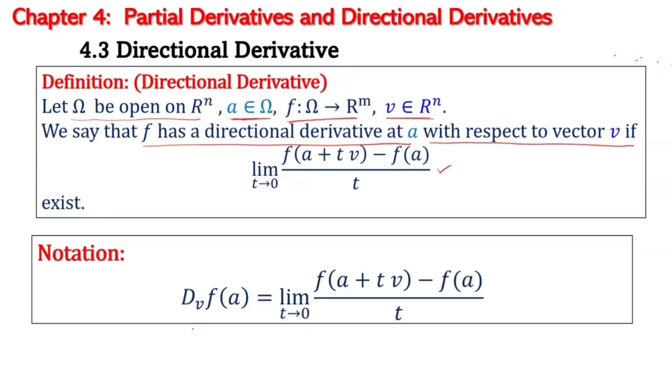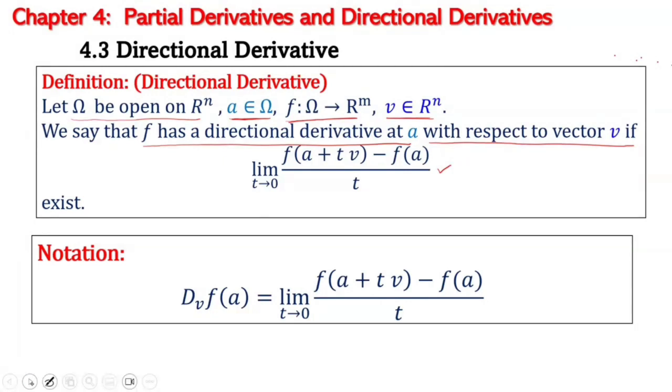Now the notation generally used is D_v f(a), that is, the directional derivative of f at the point a along the direction of v, and this is equal to the limit, if the limit exists.